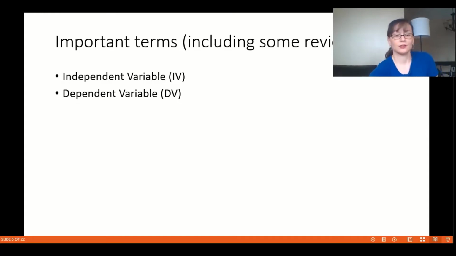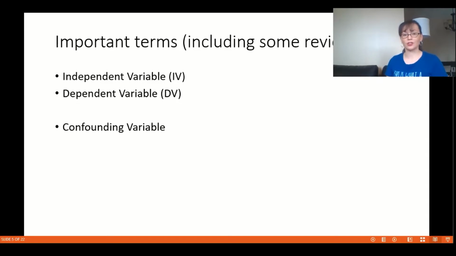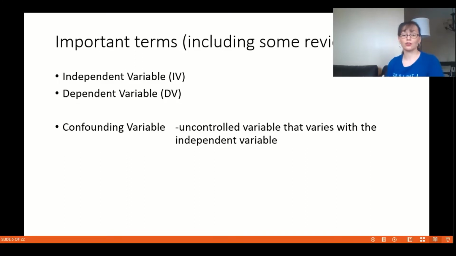Our next term is a confounding variable. We've talked about these a little bit. We use them somewhat interchangeably with the term extraneous variable. A confounding variable specifically is a variable that's uncontrolled for. More specifically, it is an uncontrolled variable that varies with the independent variable. This is particularly important because, since confounding variables are intertwined with independent variables, at the end of our study we aren't able to determine which variable had an effect on our dependent variable.